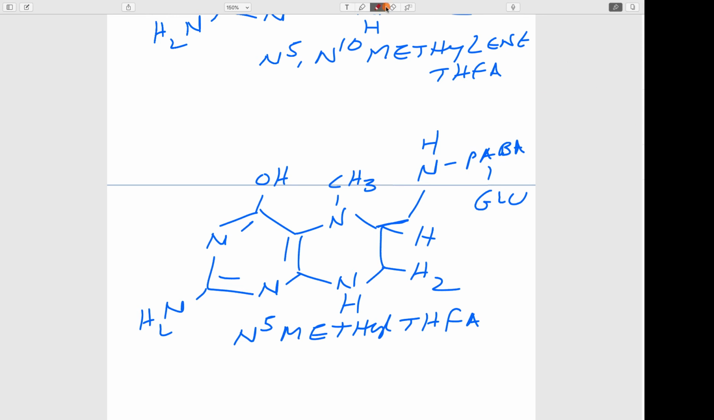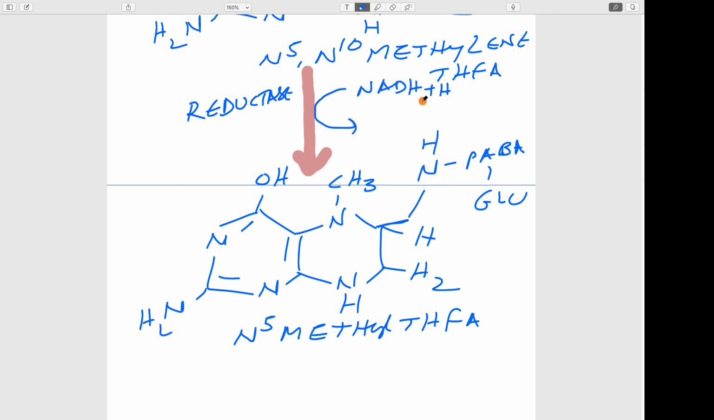In this irreversible reaction, which enzyme is participating? Here it is the reductase enzyme, where NADH plus H plus is converted to NAD plus. You can see here in this one.